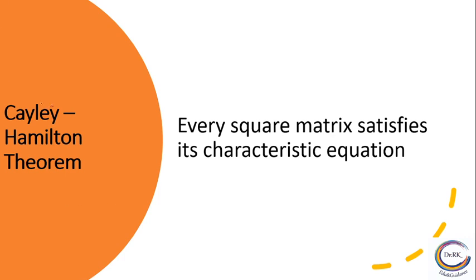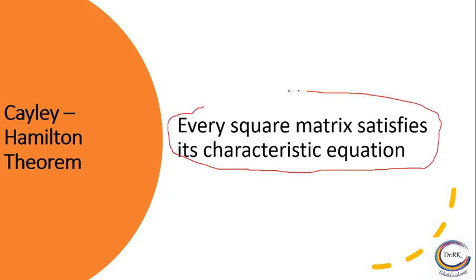So the statement is, we'll prove the theorem also. Every square matrix satisfies its characteristic equation. This is the statement of Cayley-Hamilton theorem. We know the characteristic equation, right? Already what we discussed: det of A minus lambda I equal to 0, right? For any square matrix A, this det of A minus lambda I equal to 0 is called the characteristic equation, which is a polynomial, what we discussed.